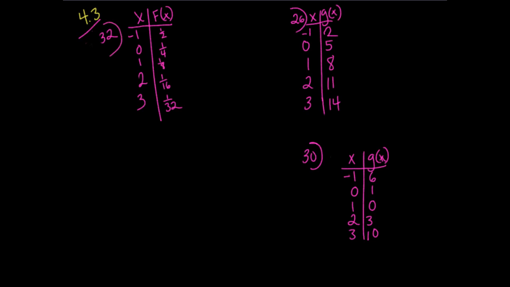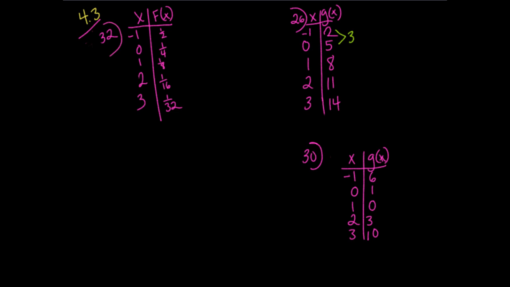So, look at 3 examples from the book. The instructions say determine whether the given function is linear, exponential, or neither. For those that are linear functions, find a linear function that models the data. For those that are exponential, find an exponential function that models the data. So we're going to start with number 26.